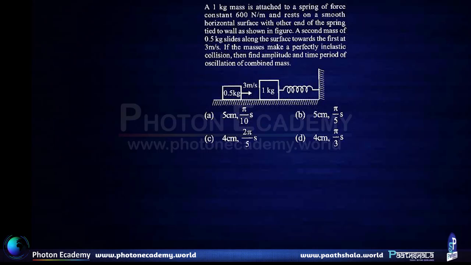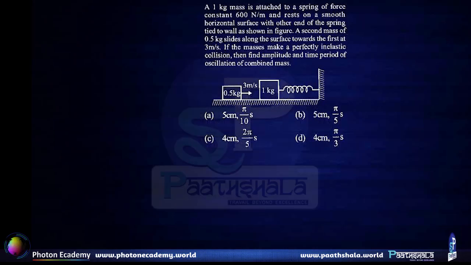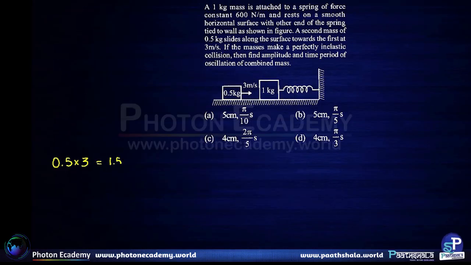So, in a perfectly inelastic collision, both masses would have the same velocity after the collision and behave like a combined mass. We can apply conservation of momentum here and say that the initial momentum, which is 0.5 kilograms into 3 meters per second, is equal to the final momentum, which is the combined mass 1.5 kilograms into the velocity of the combined mass. Therefore, we get the velocity of the combined mass is equal to 1 meter per second.